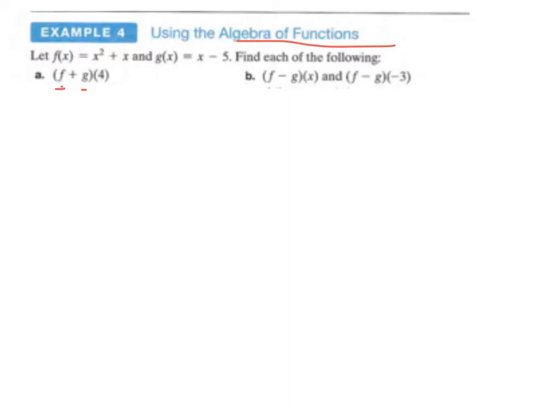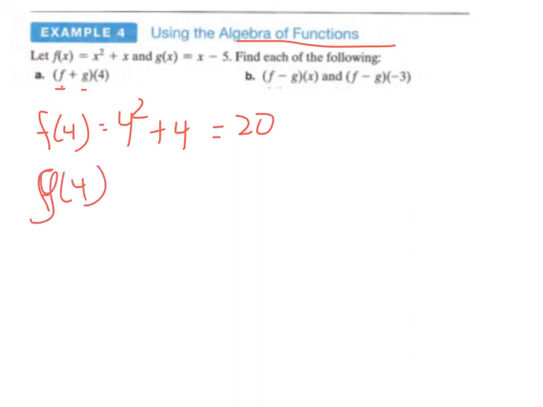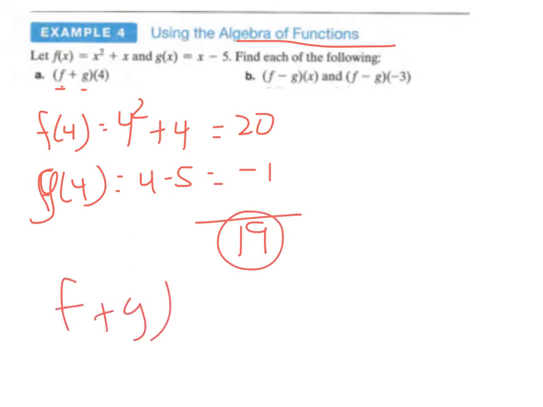So if I do the function for f, I'm going to get 4 squared plus 4, which equals 16 plus 4, which is 20. And then if I go, not the f, but the g with the 4, I would get 4 minus 5, which equals a negative 1. And if I add those two up, I get 19. So there is our function of f plus g using 4.